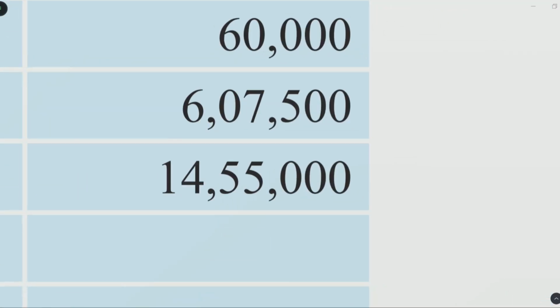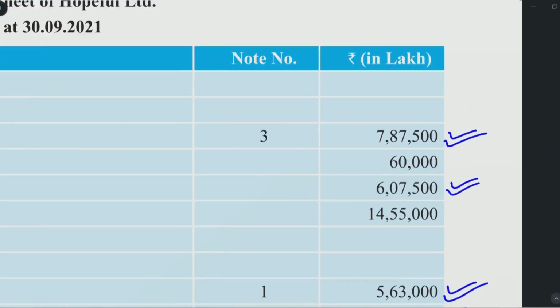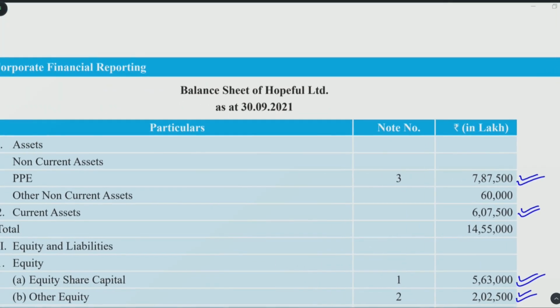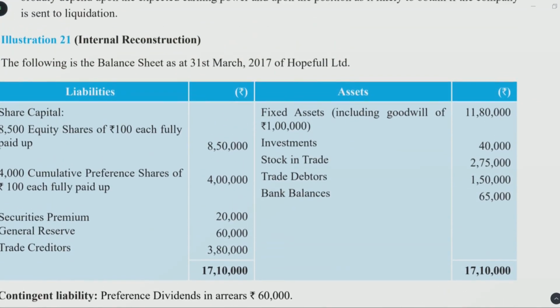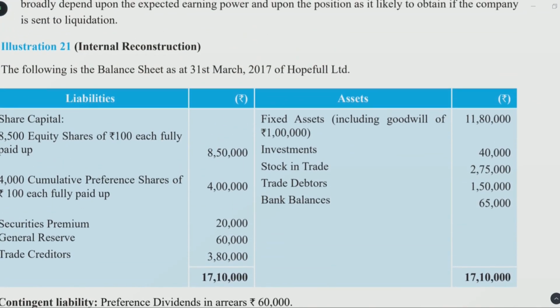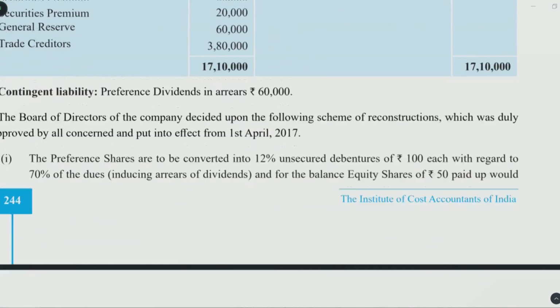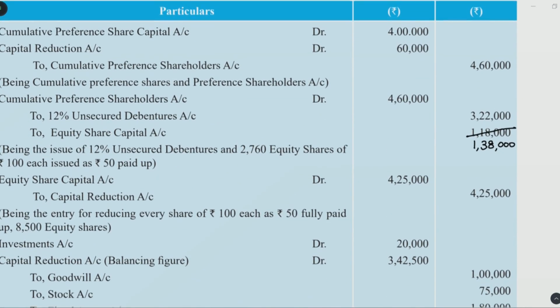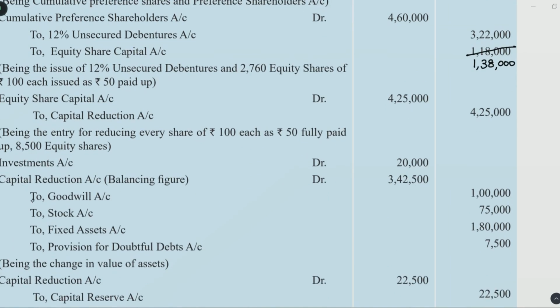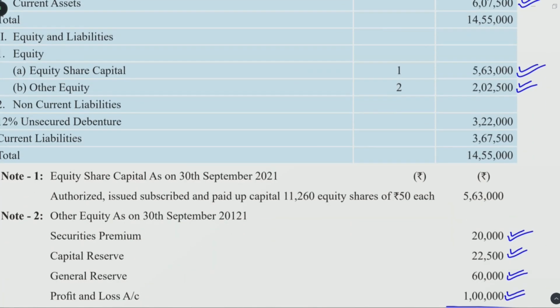6,07,500 is also getting reconciled over here. When you find everything getting reconciled, look at other components of your balance sheet. In your balance sheet, you have investments amounting to 40,000, which has increased by 20,000. Look at this profit that you have recognized on your investment, correct? So investments increased by 20,000. The final balance of your investment will be 60,000.